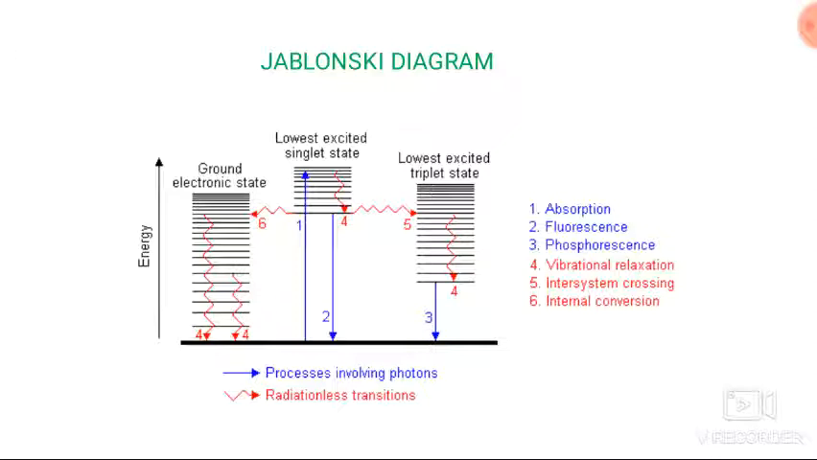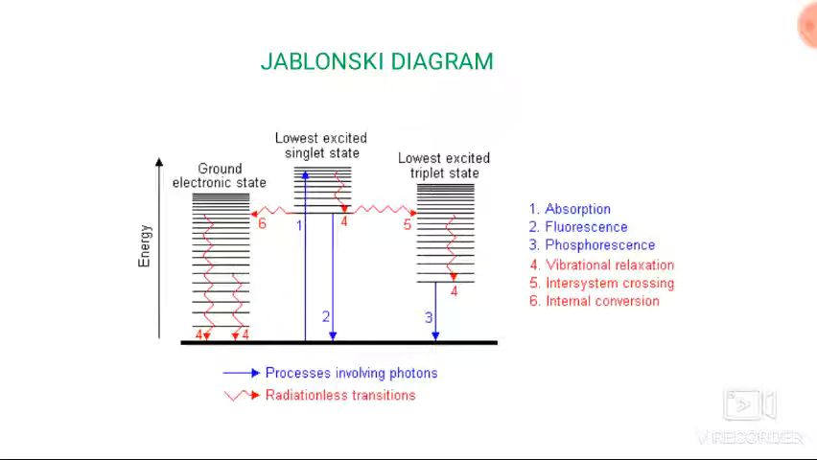Next one is internal conversion. Here the vibrational state of an electronically excited state can couple to another state of lower electronic state. That means the transition is between states having the same multiplicity. That is given by number 6, and it is called internal conversion. It is also a non-radiative transition.